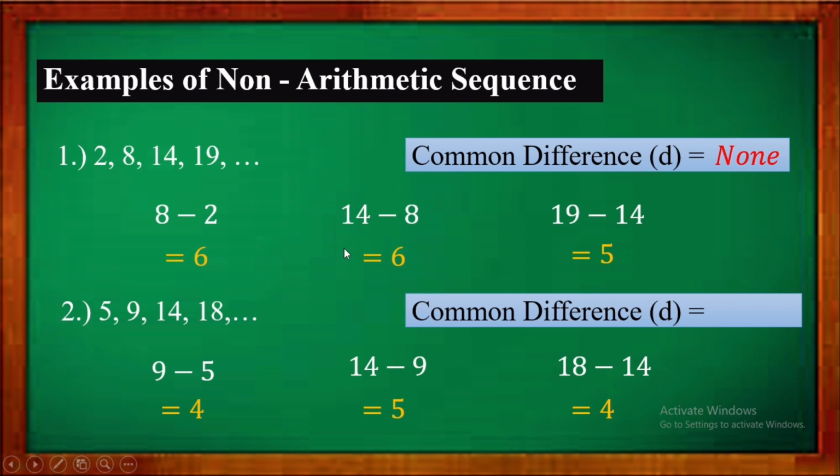So, just like in example number 1, as you can see, they have different differences. So we have 4, 5, and 4. So therefore, we prove that this is also not an example of arithmetic sequence since it also has no common difference.